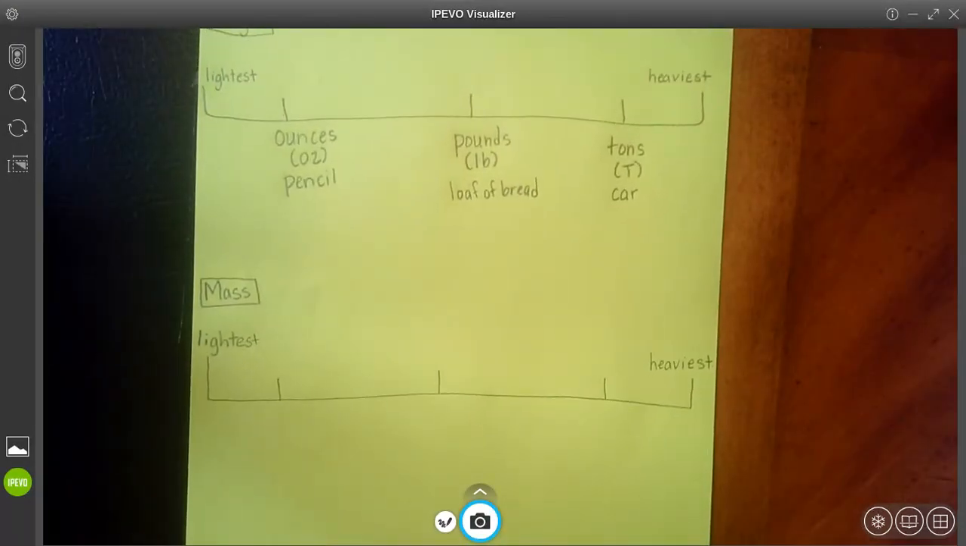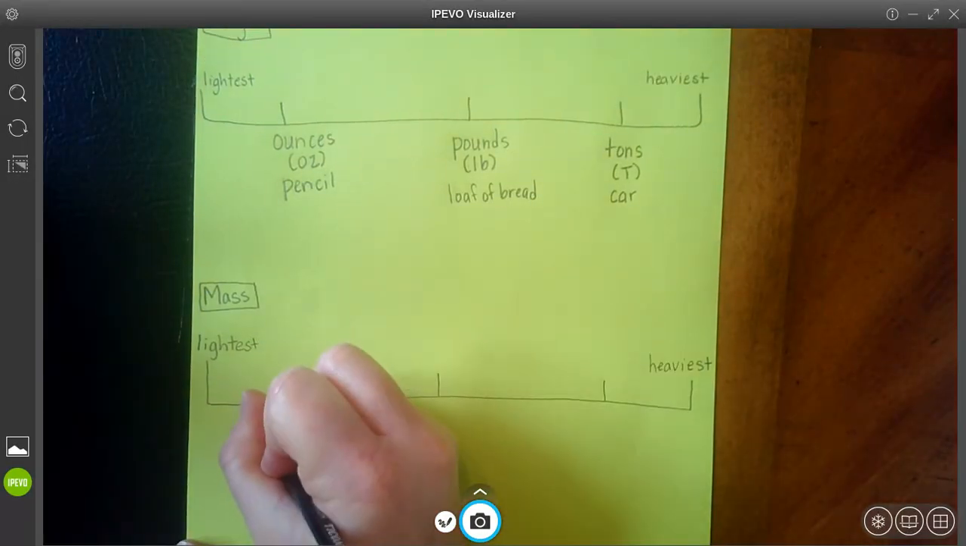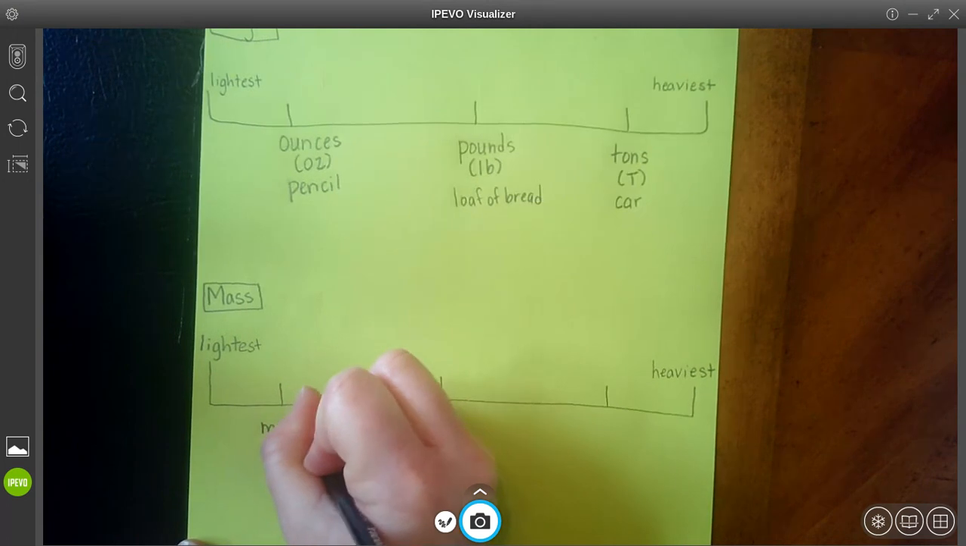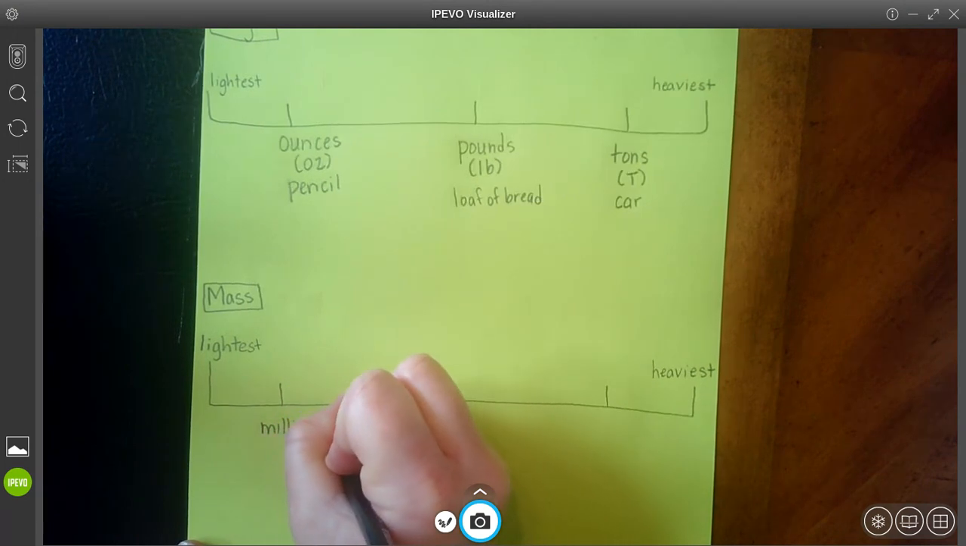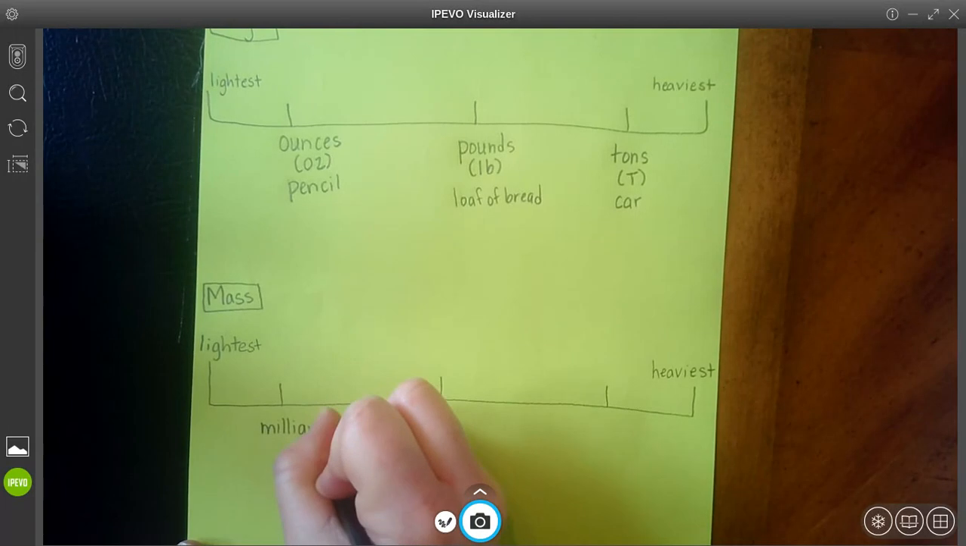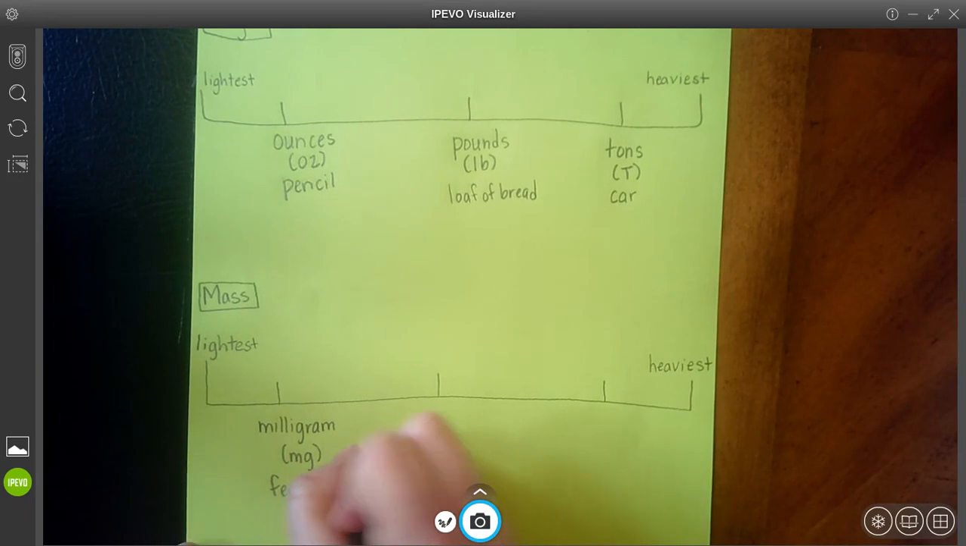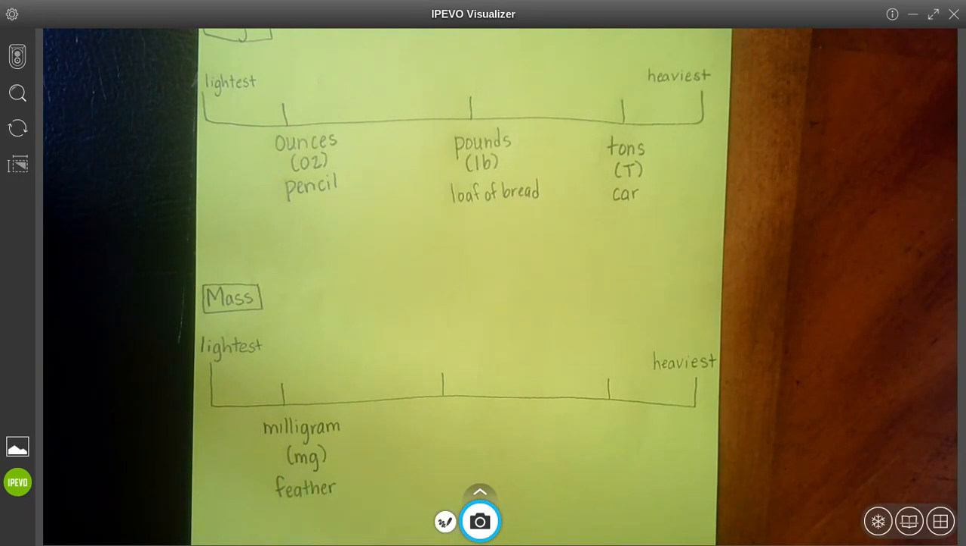Now let's take a look at mass. The lightest unit of mass is a milligram. Sorry, we're doing grams. A milligram is abbreviated mg. Now, when I think of a milligram, I think of something very light, like maybe a feather, or even something light like a leaf.